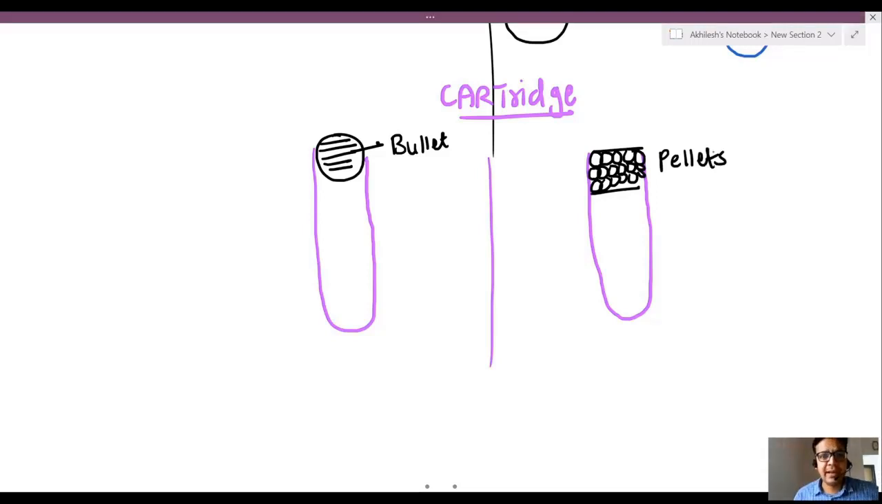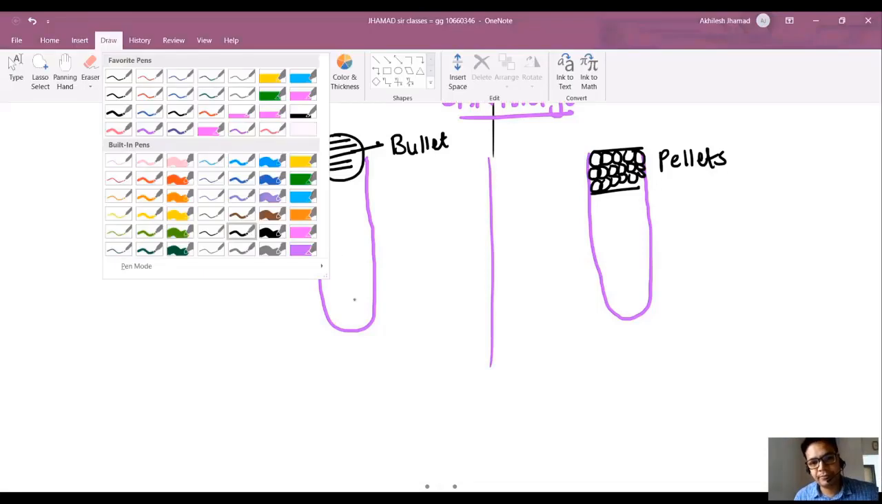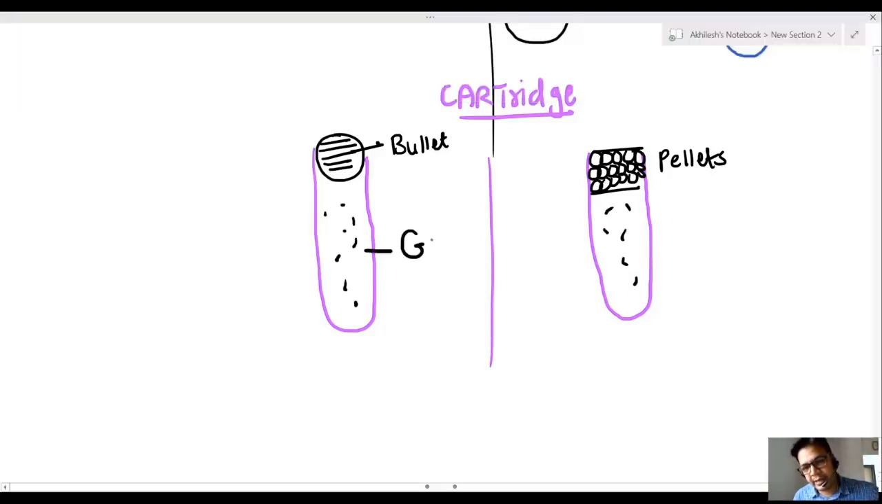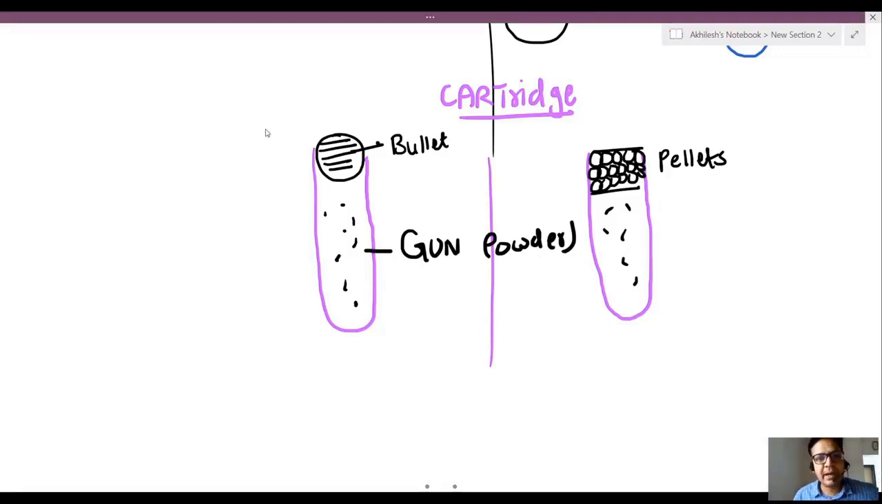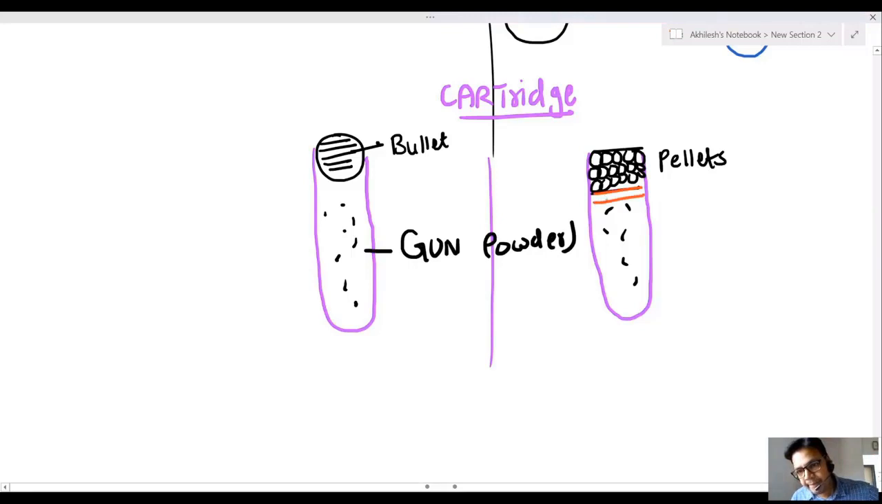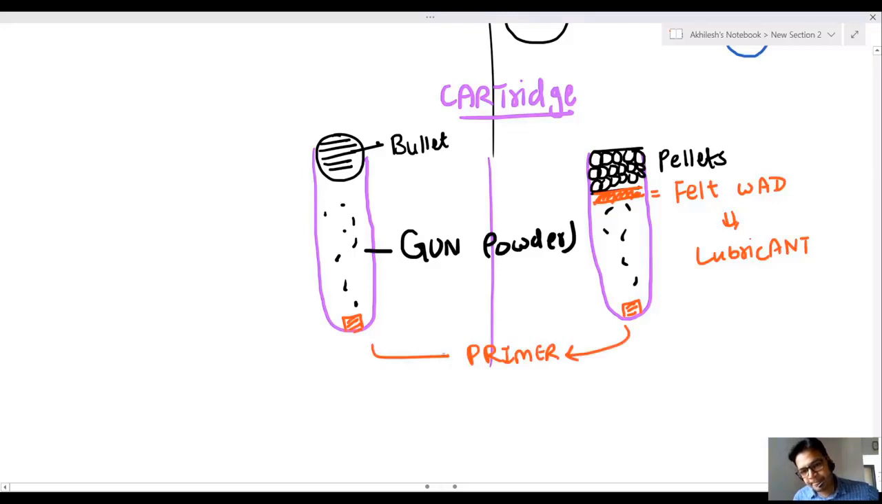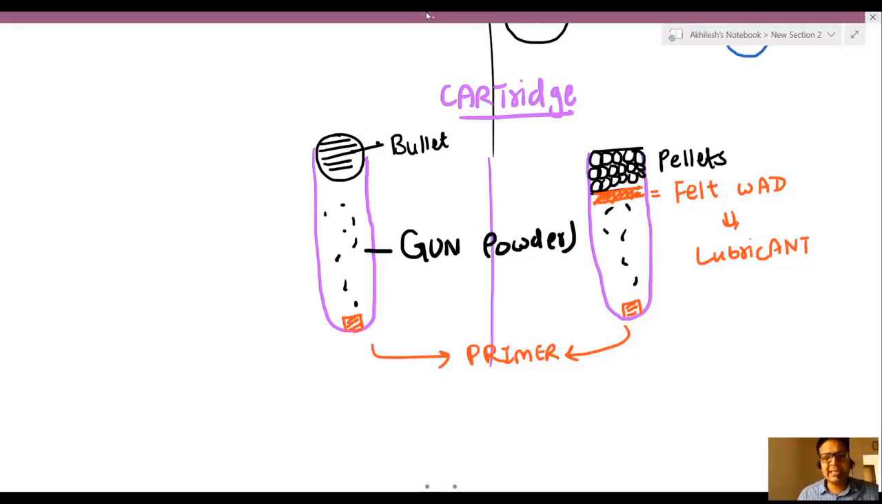Sir, in smoothbore and rifled firearm cartridges, we have a powder. This powder is known as gunpowder. I will discuss gunpowder. But in a smoothbore firearm cartridge, we have one more thing, known as felt wad. Felt wad is only present in a smoothbore cartridge. Felt wad is a lubricant. In the base of the cartridge, we have the primer. Primer is the first thing which burns. But anyways, the main thing is gunpowder.